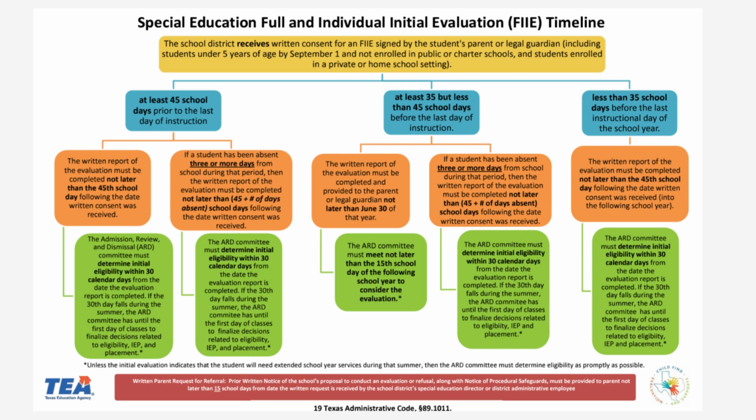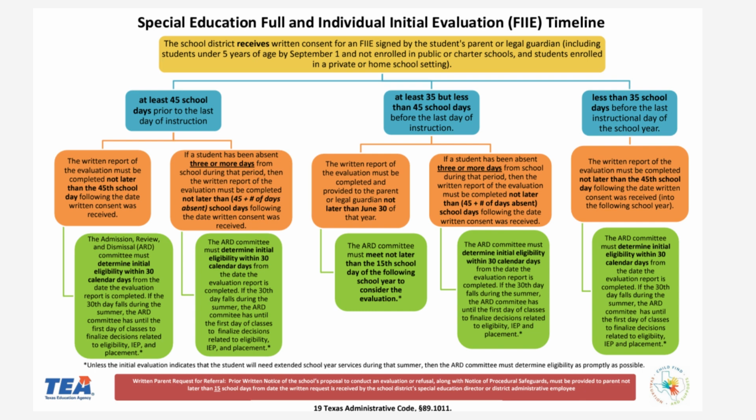consent was received. The ARD committee must determine initial eligibility within 30 calendar days from the day the evaluation report is completed. If the 30th day falls during the summer, the ARD committee has until the first day of classes to finalize decisions related to eligibility, IEP, and placement.